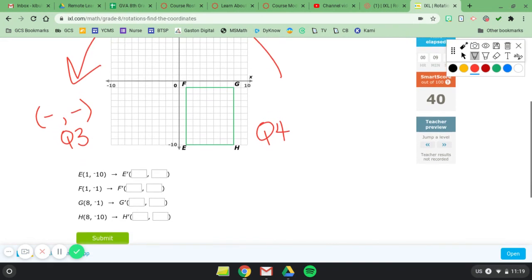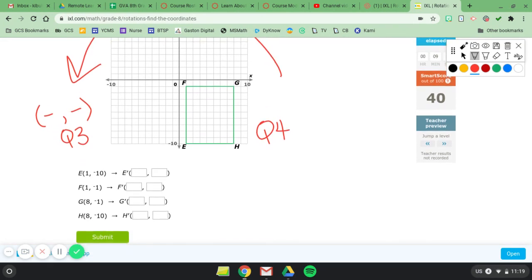So we're going to take these 4 points, and every 90 degrees our x and y values switch places. So I know that because of our pattern, this will be 10, 1. This is going to stay 1, 1. This will go to 1, 8. And this will go to 10, 8. But if we're in quadrant 3, I know that all of my values are going to be negative numbers. So all of the x's and all of the y's will turn negative.